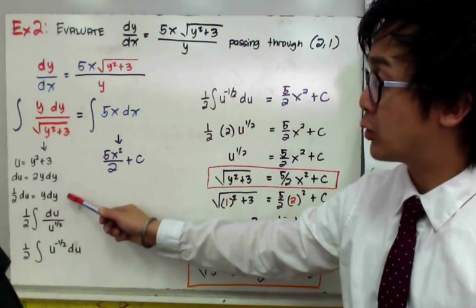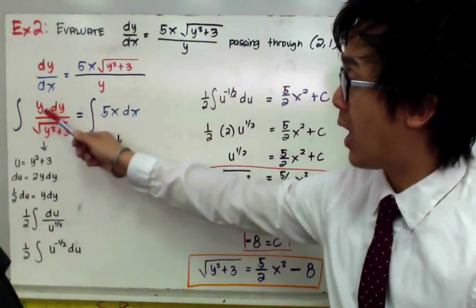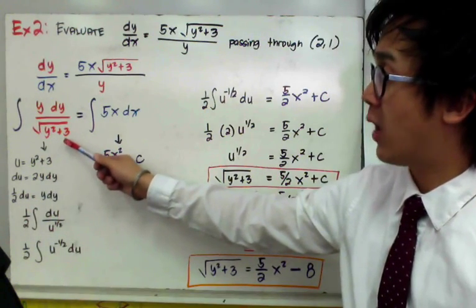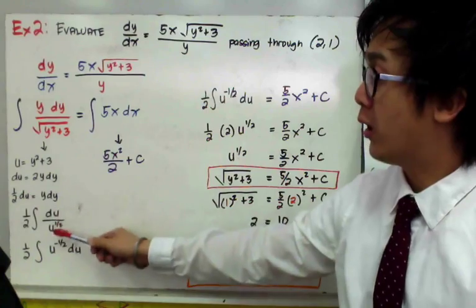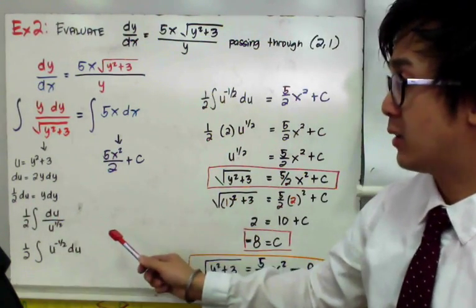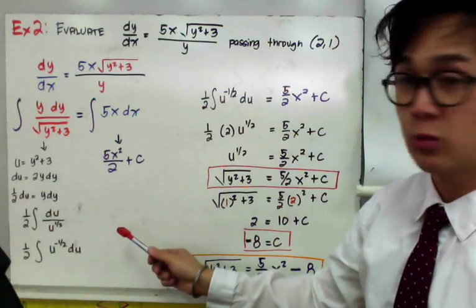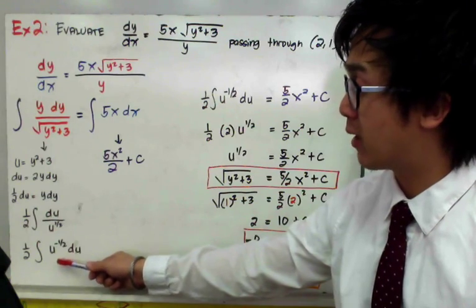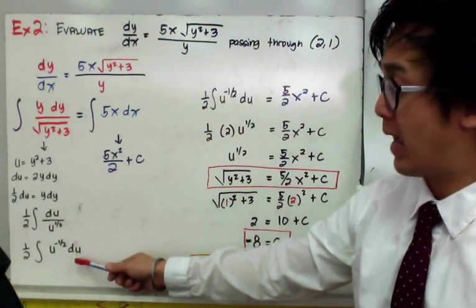And by the substitution method, we can change y dy into 1/2 du, and we can change square root of y squared plus 3 into u raised to 1/2. So now we have 1/2 integral of du all over u raised to 1/2, which we can rewrite as 1/2 times the integral of u raised to the negative 1/2 du.